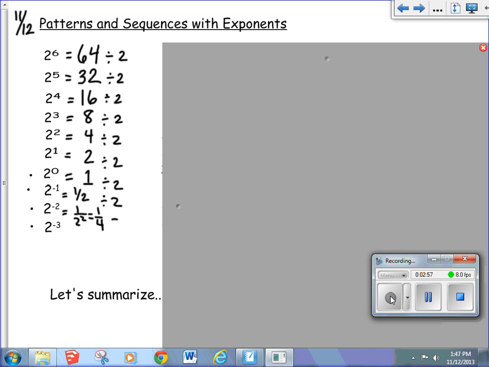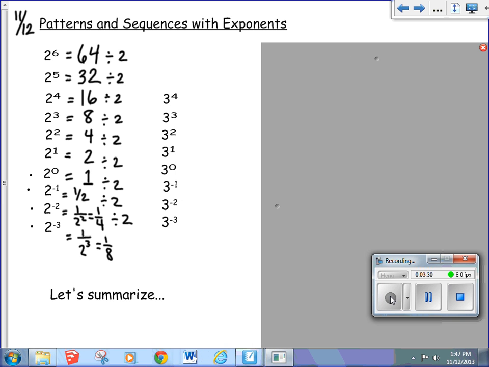And if we keep going and divide by 2 again, we see that we get 1/4 divided by 2, which is the same as multiplying by a half. We can see that we get 3 factors of 2 in the denominator. So it's the same as 1 over 2 to the 3rd power, which is 1/8. And this pattern continues. After we looked at that, we went on and the partners looked at powers of 3.